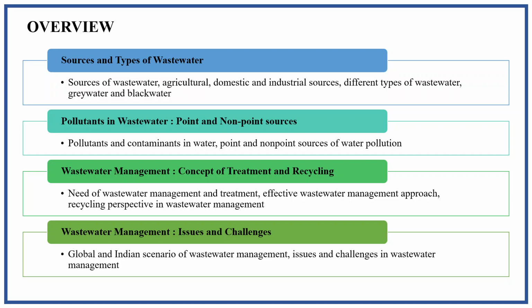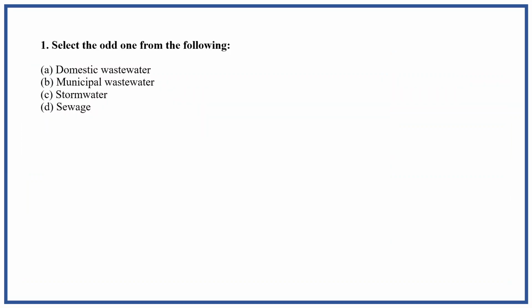So you can type in the answers in the chat box, and then we will see what the correct answer is. Okay, so this is the first question, which says: select the odd one out from the following. The options are domestic wastewater, municipal wastewater, storm water, and sewage. Can you put the answers in the chat box, or you can unmute and speak also.